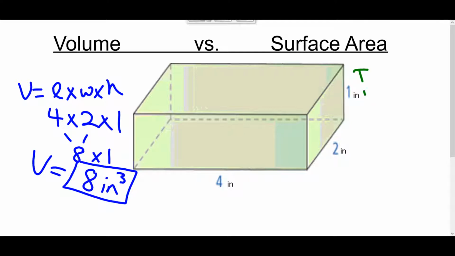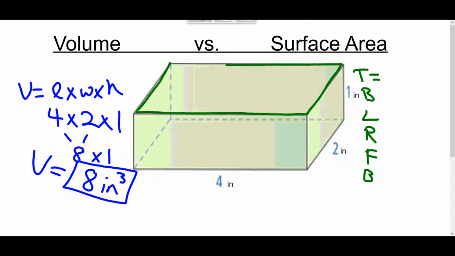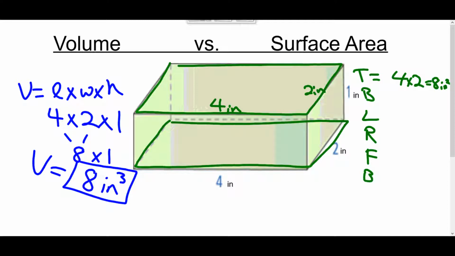Remember, top, bottom, left, right, front, back. So we need to find the area of the top. That's this shape right here. The top is going to be this length times this. You have to do a little hunting, but remember this would be 4 inches here, and this would be 2 inches. So we need to find 4 times 2, which is 8 inches squared. Now the bottom is going to be the same exact area, so we can just cut and paste this. 4 times 2 equals 8 inches squared.